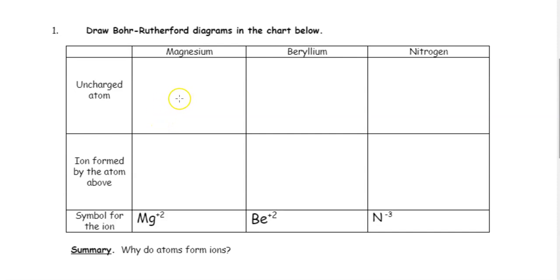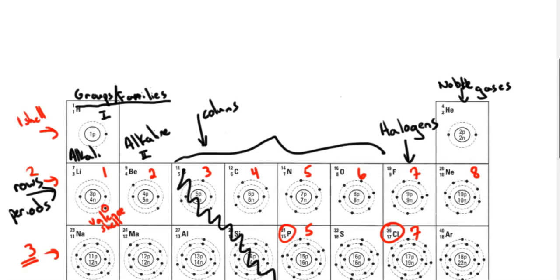Okay. Let's start with magnesium. So magnesium on our periodic table. Okay. Where's magnesium? It's over here. That says Ma. Why does it say Ma? That's a mistake there. That should be Mg, because that's where magnesium is.